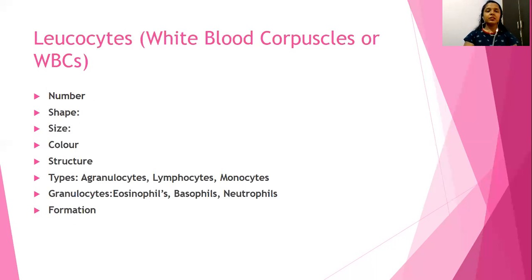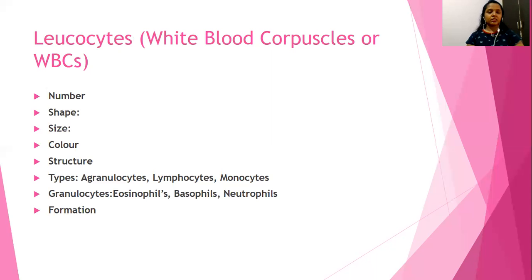Next, we'll move on to the leukocytes, the white blood corpuscles. The major role of the white blood corpuscles is defense, to protect the body from various infections. The number of white blood corpuscles varies from 6,000 to 8,000 per cubic millimeter of blood. The shape is usually round or irregular. The size is 12 to 20 micrometers. The color is usually colorless.